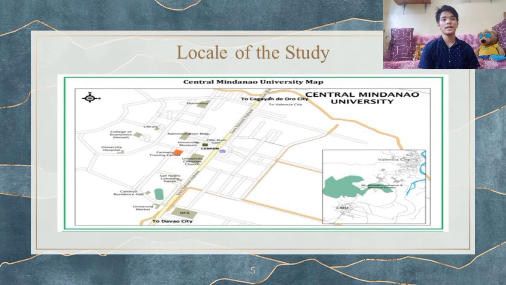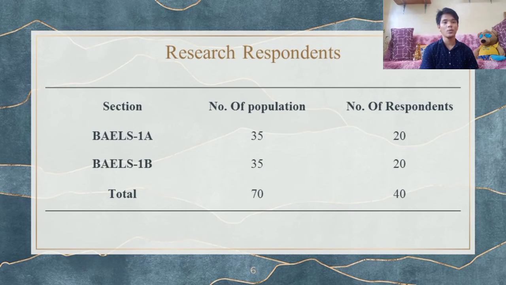This study was conducted at Central Mindanao University, specifically in the College of Arts and Sciences. And the participants of our study were the first-year students of the BAELS course. And this course is divided into two sections, the BAELS 1A and BAELS 1B. Each section has 35 students with a total population of 70. And we have 20 randomly selected respondents from each section, a total of 40 respondents among the total population of 70.